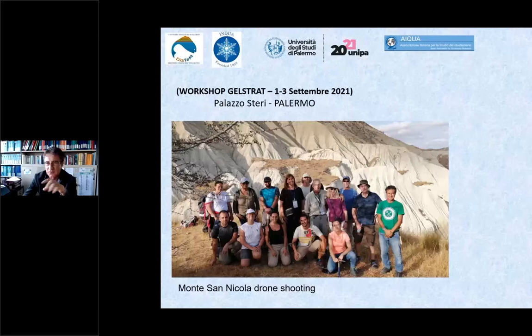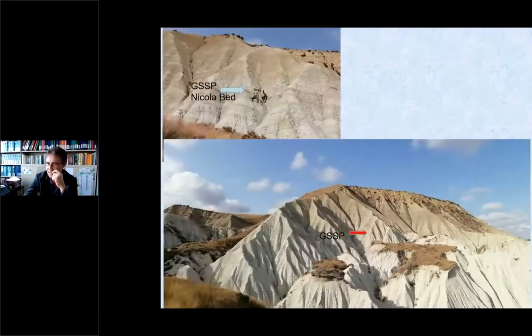The Nicola bed corresponds to the sapropel A5 described by Fritz. Here you can see the panoramic view of the Gelasian stage, where we have the GSSP, the Gelasian stage. And here we have the whole Gelasian stage, and also the base of the Calabrian. So in Punta Piccola, we have the whole Piacenzian. In Monte San Nicola, Gela, we have the whole Gelasian.